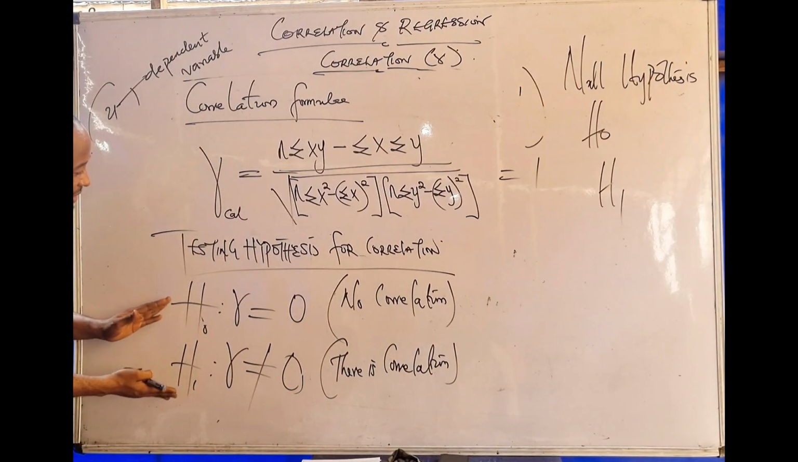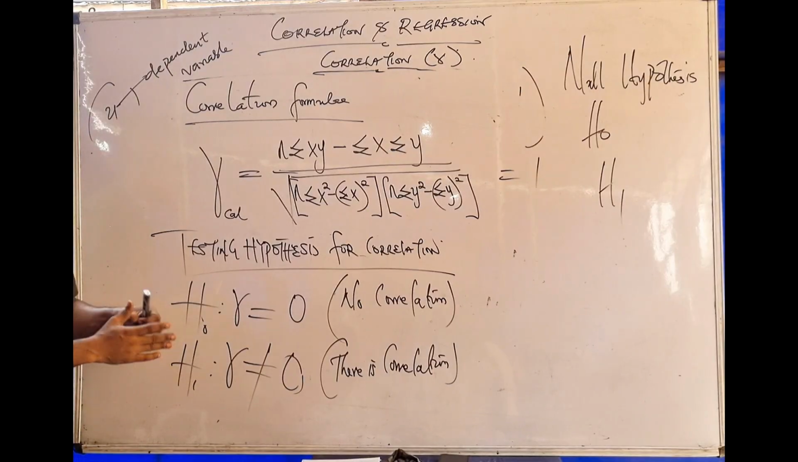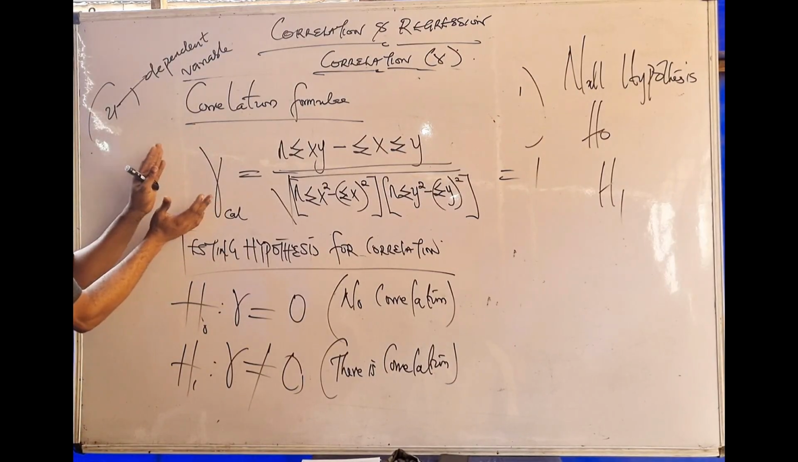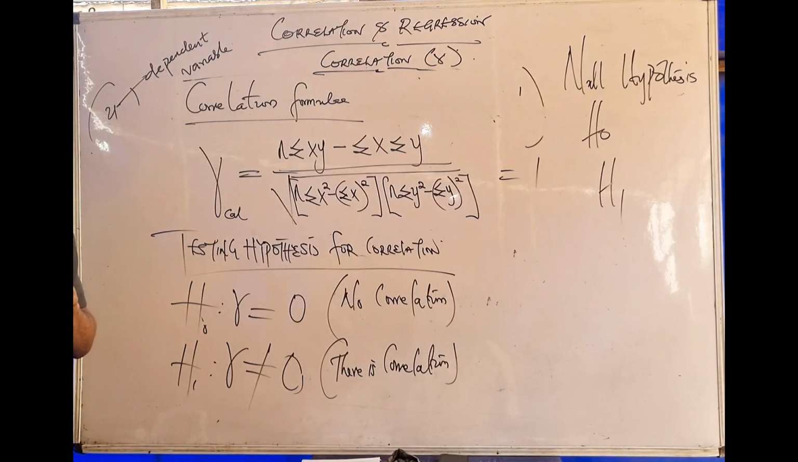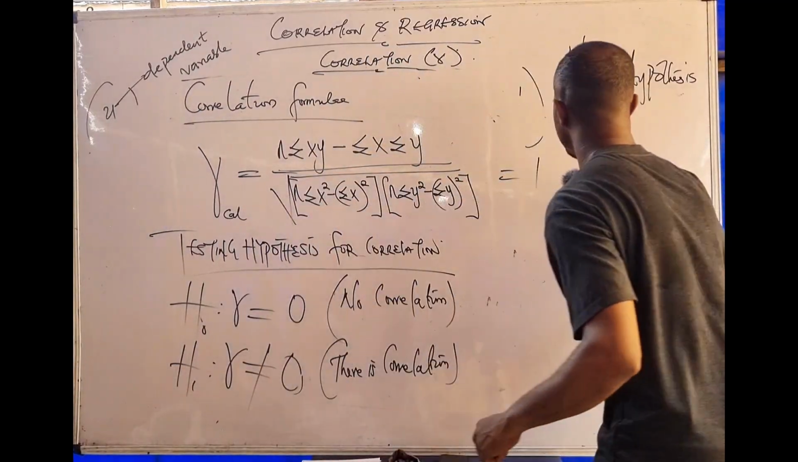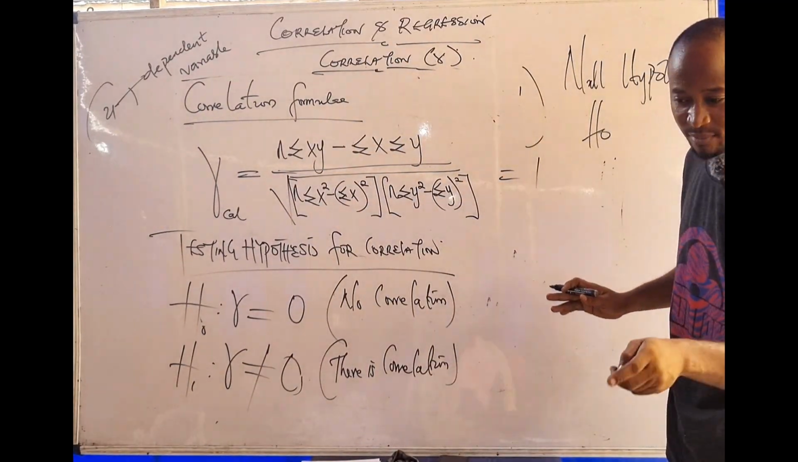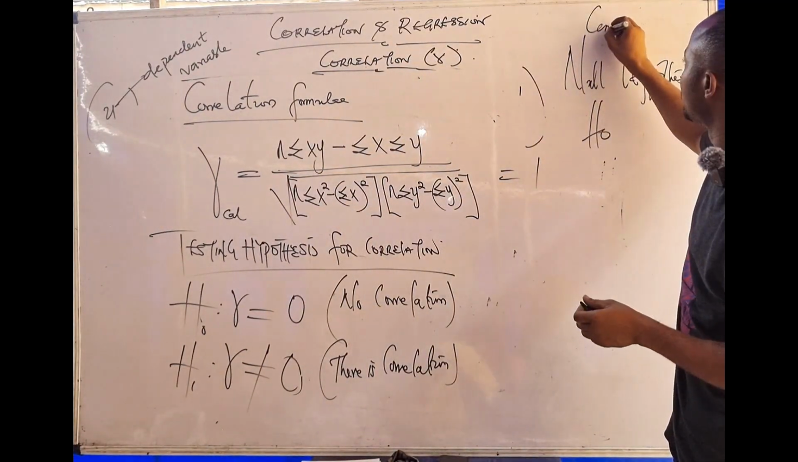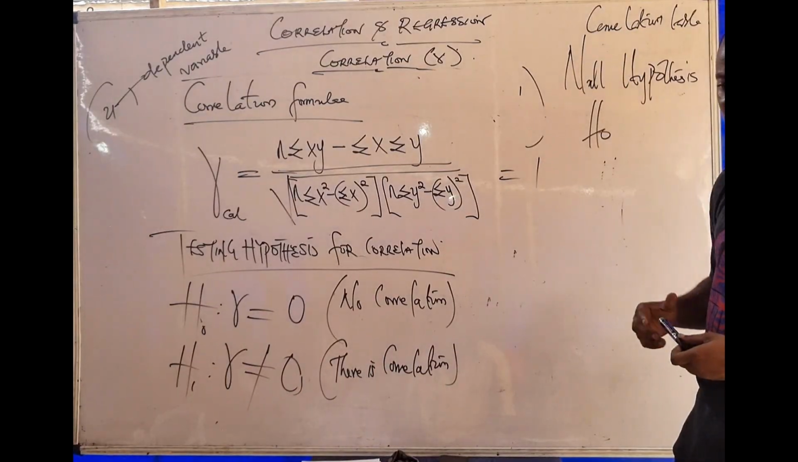Now, how do you test your hypothesis? There's what is called the critical value for correlation. The critical value will be gotten from your correlation table. Let me check Google. Type correlation table. Download it from Google. Type it on Google.